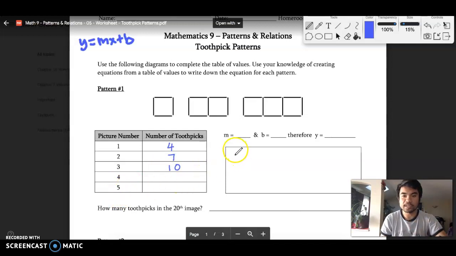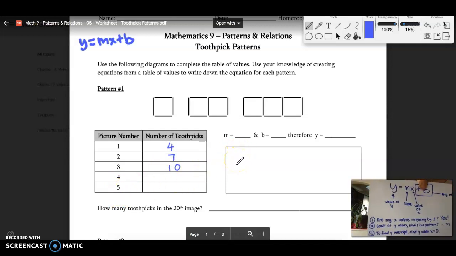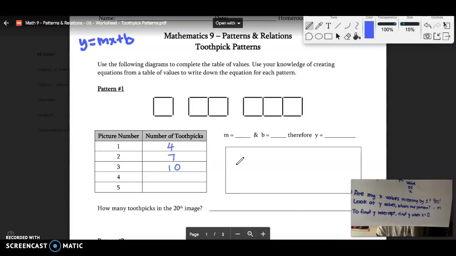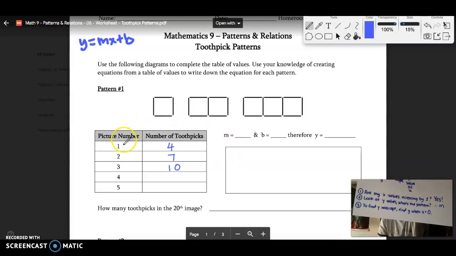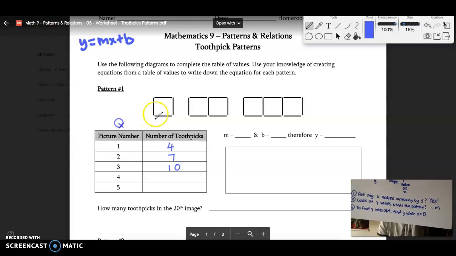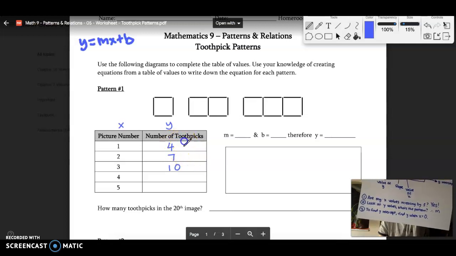So before we do this, let's see if we can do y equals mx plus b. My first question is this: are my x values increasing by 1? Yes, my x values are increasing by 1. So let's look at my y values then. What's the pattern? From 4 to 7, you have to add 3. From 7 to 10, you have to add 3. So my y values are increasing, so that will be your m value. Your m is going to be 3.